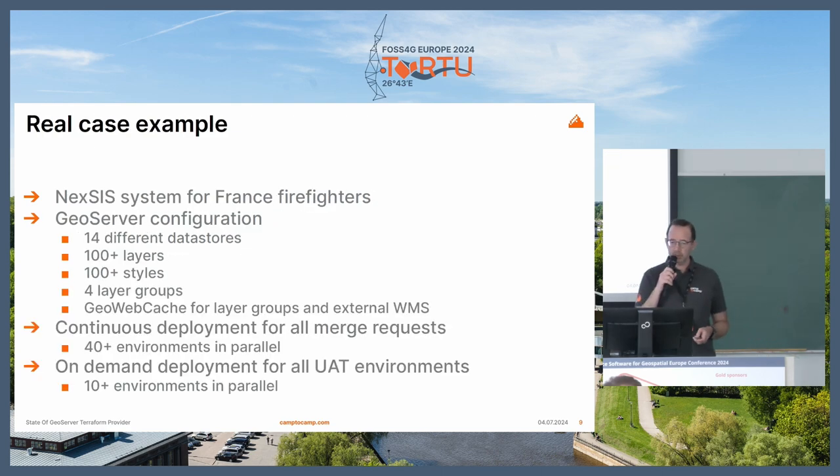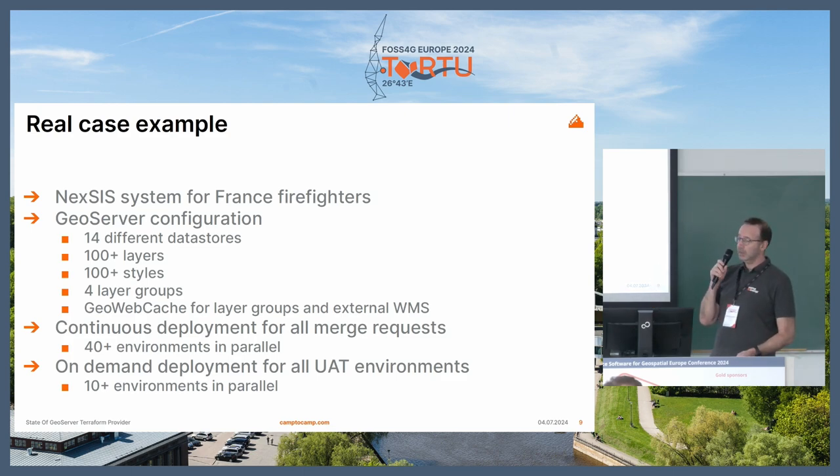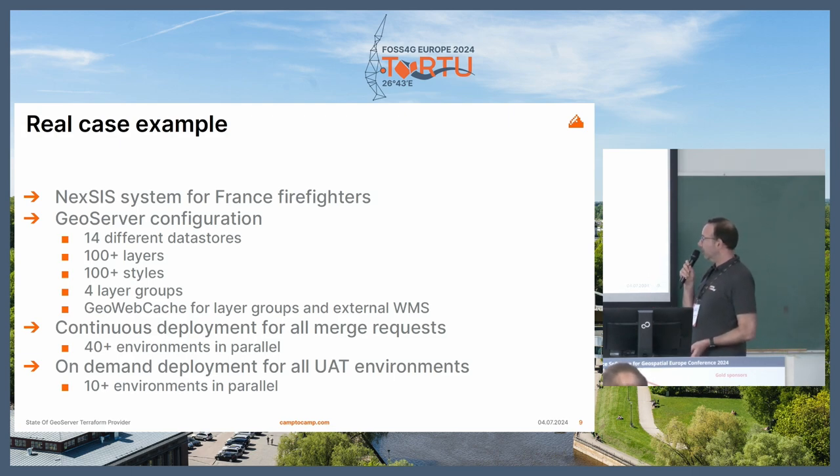We use it mainly for the Nexus system, which we built for the French firefighters. We have a GeoServer configuration with 15 different data stores, 100 layer styles, and some layer groups for providing base maps. We also use GeoWebCache for the layer groups and for caching external WMS services. We do continuous deployment for all the merge requests of all the developers.